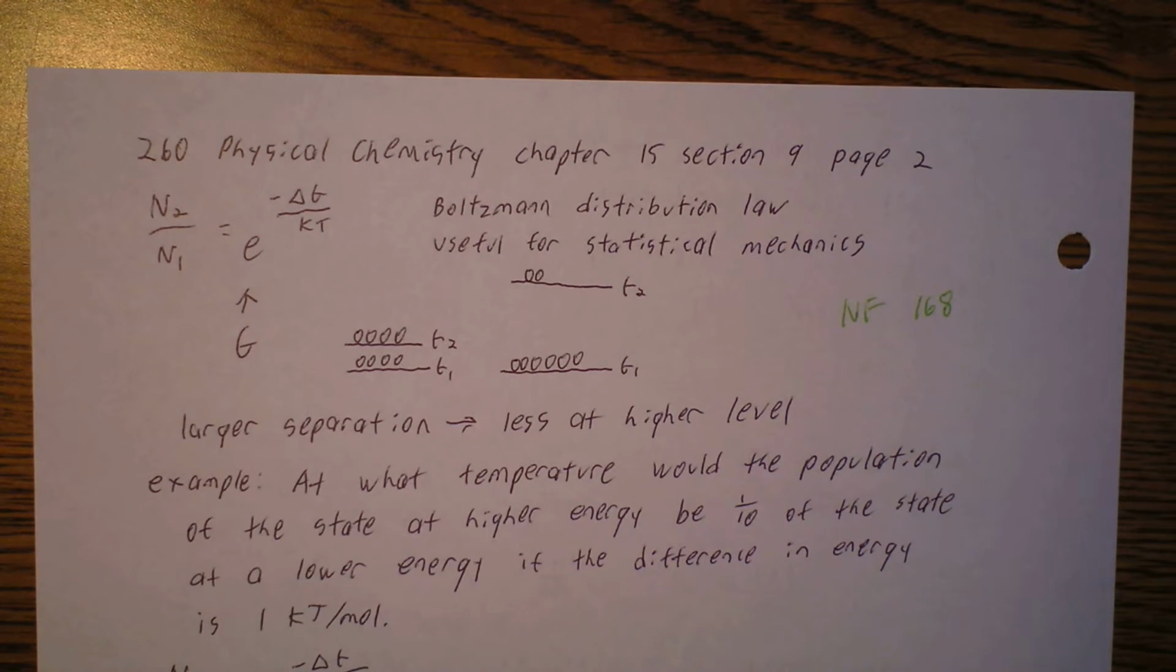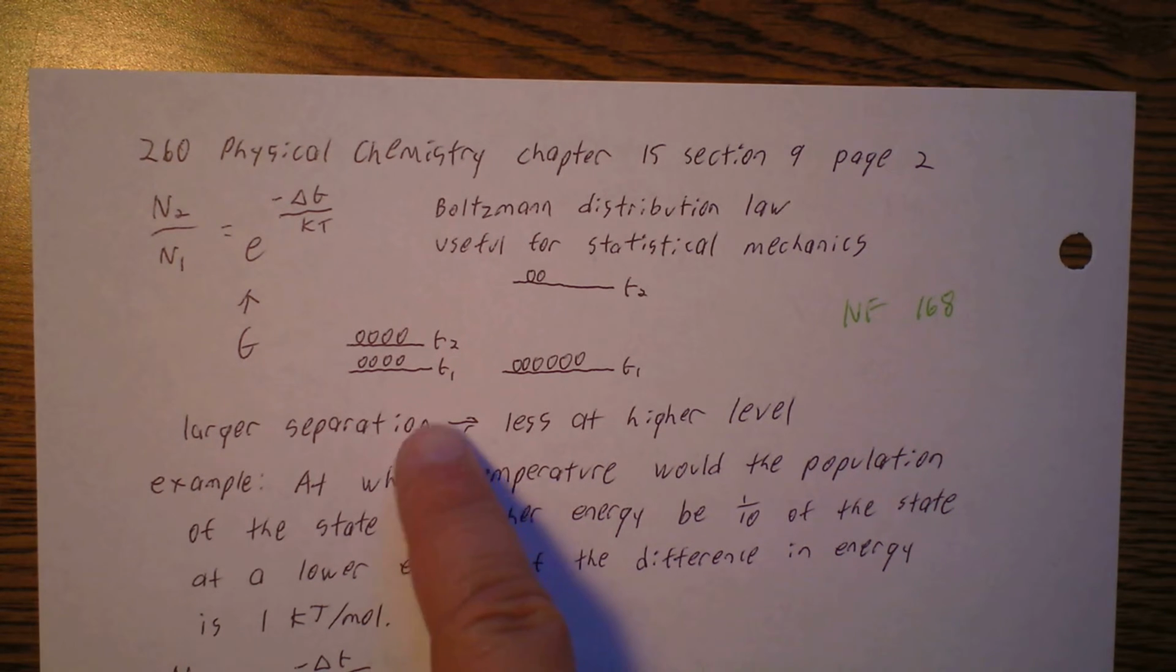Now, what we have is the number of molecules at energy level 2 divided by the number of molecules at energy level 1 is equal to e to the minus change in Gibbs free energy divided by kT. Now this is the Boltzmann distribution law, and this is useful for statistical mechanics.